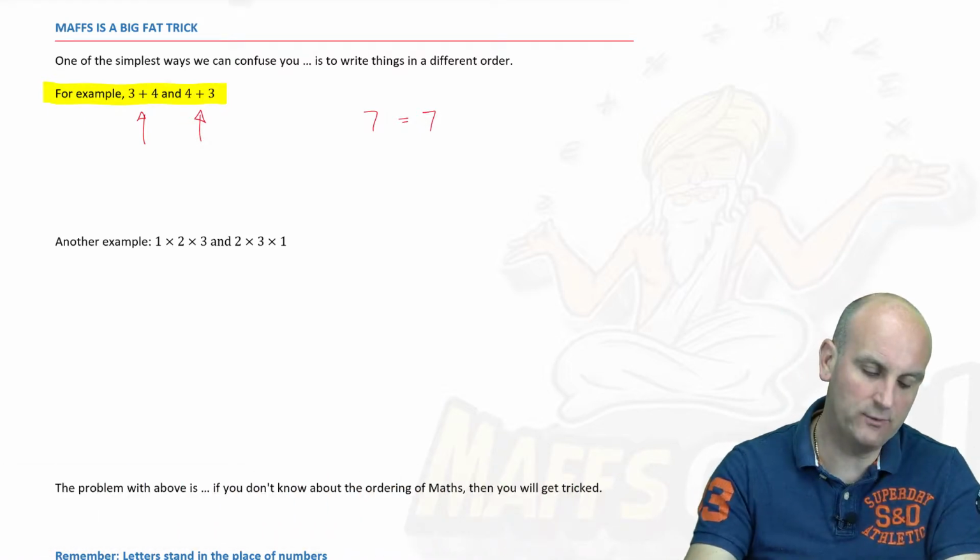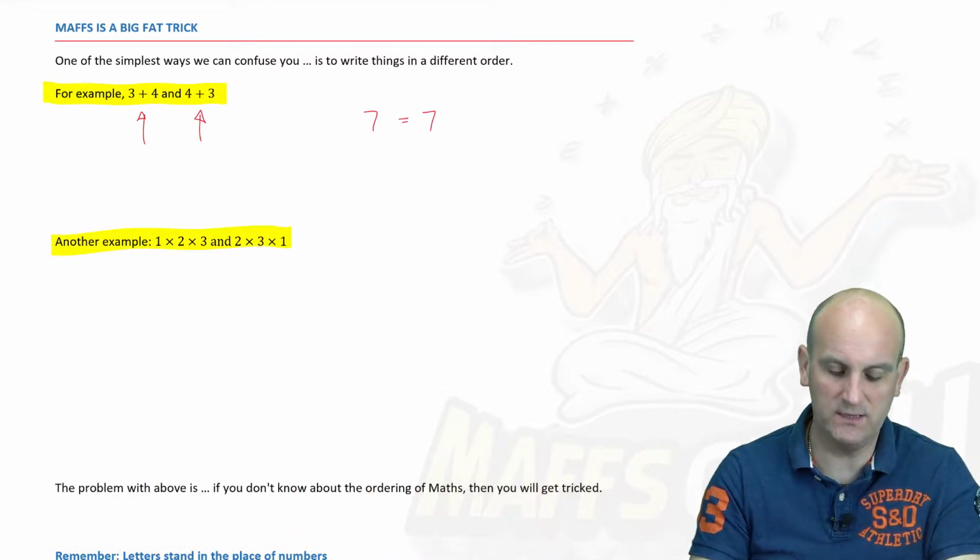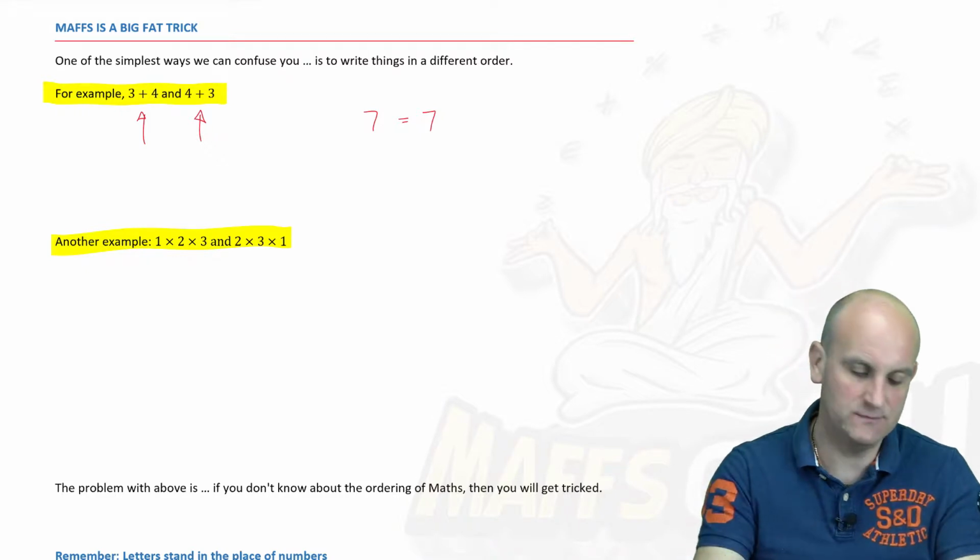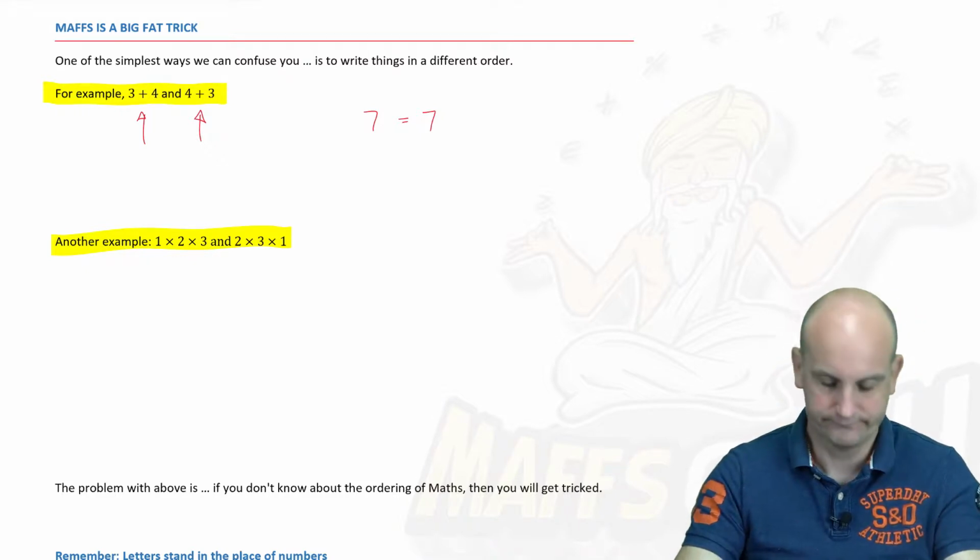What about another example? Let's throw some timesy stuff in it. What about this one here? 1 times 2 times 3. Is that the same as 2 times 3 times 1? Well, let's check.